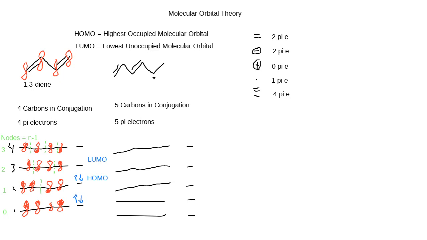means 1 here, 2, 3, 4, 5. Okay, so any guesses on what HOMO and LUMO would be?